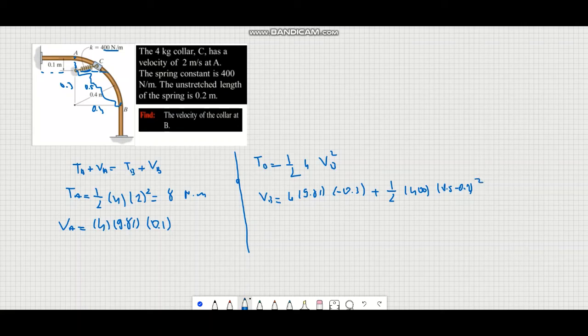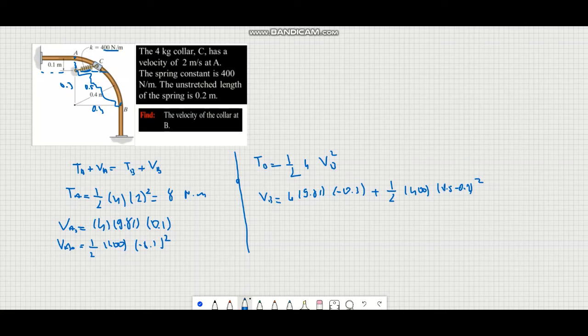This is the gravitational potential one, we need to put the elastic one too, which is 1 over 2 times 400 for the elastic spring potential, and it's going to be 0.2 minus 0.1, which is minus 0.1 because it's compressed, but we need to square it.